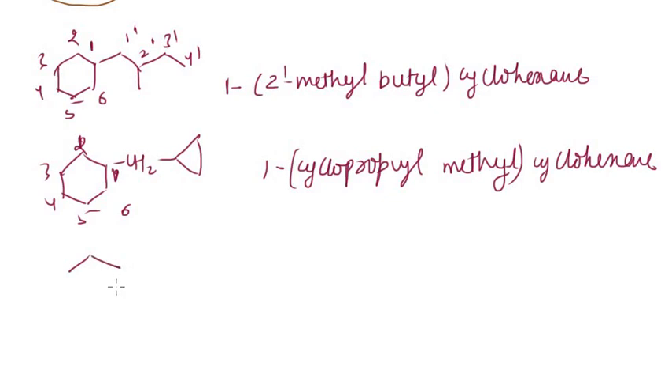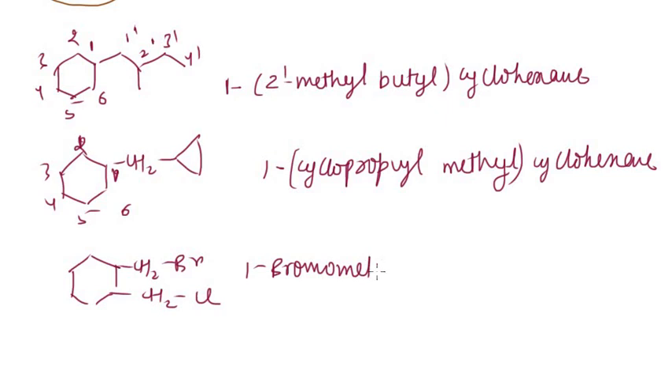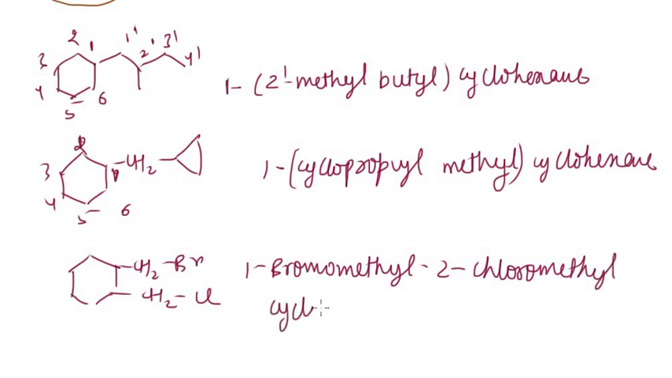Now if we have a compound like this, we have a CH2Br and a CH2Cl. So it is 1-bromomethyl, 2-chloromethyl cyclohexane. So we will be naming it like this: 1-bromomethyl-2-chloromethylcyclohexane.